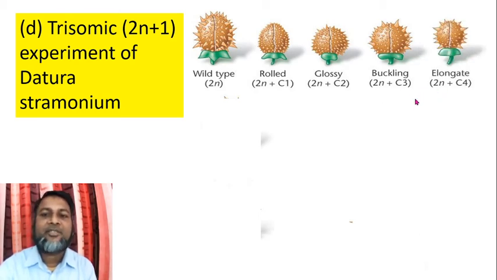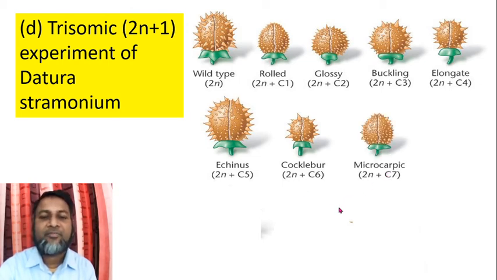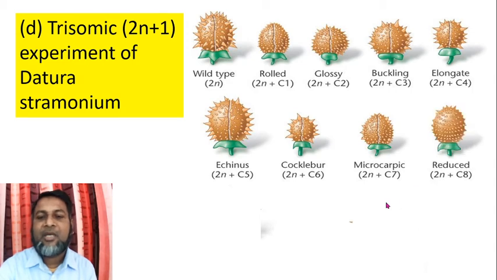Elongate fruits are created when its zygote has 2n plus chromosome 4. Echinus: its zygote has 2n plus C5. Cocklebur: its zygote has 2n plus chromosome 6. Microcarpic: its zygote has 2n plus chromosome 7. Reduced: its zygote has 2n plus C8, chromosome 8.